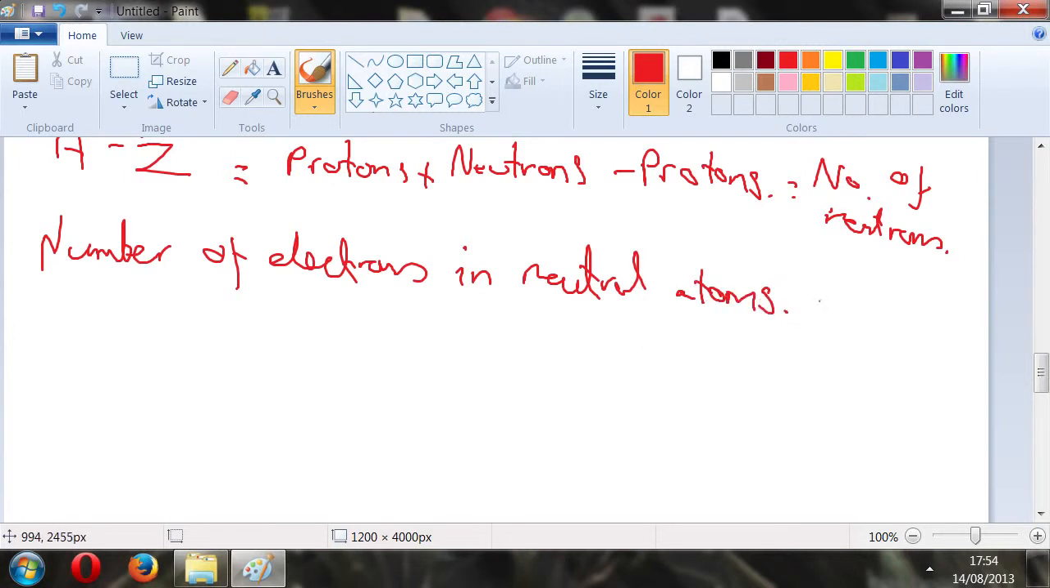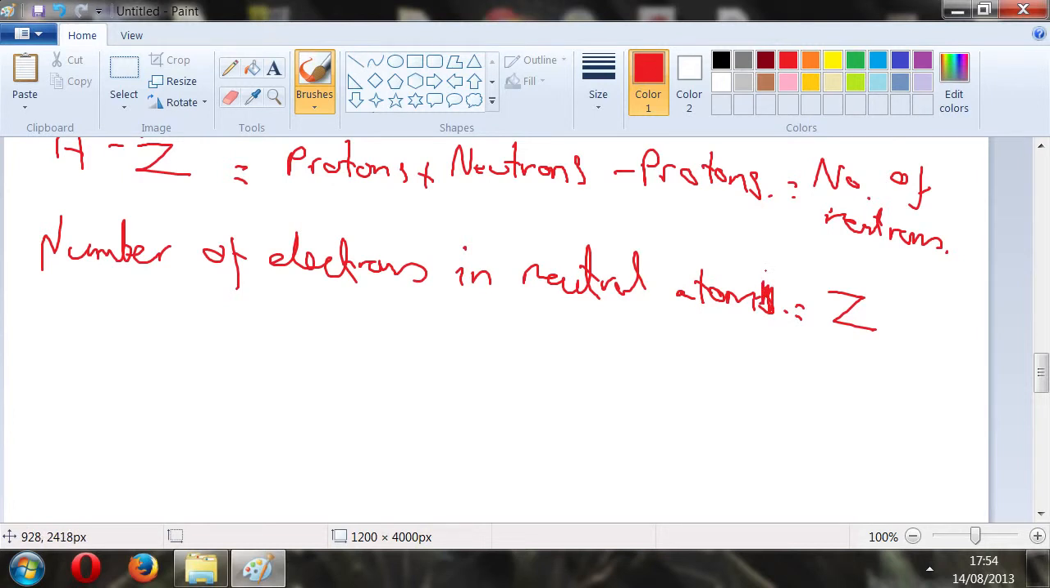And that's also Z. So that's also the atomic number. So the number of protons and the number of electrons is equal in a neutral atom, though. So it's without charge, without any Coulombic charge.